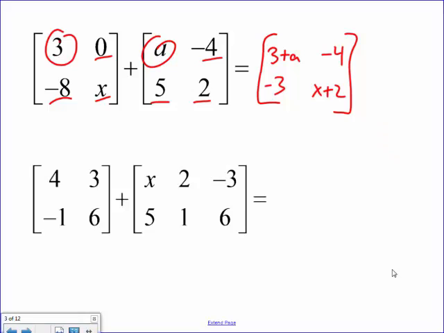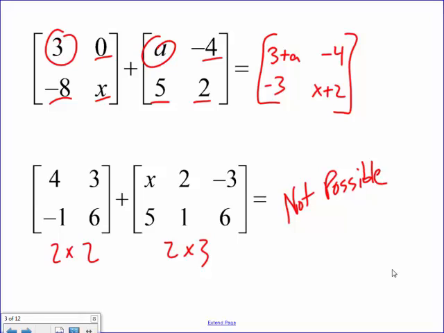And how about this? Uh-oh, take a look. I got a 2 by 2, and I'm trying to add it to a 2 by 3. Would that work? No, impossible, not possible. So I cannot add these two together. Okay, so they have to be the exact same dimensions in order to add or subtract them.